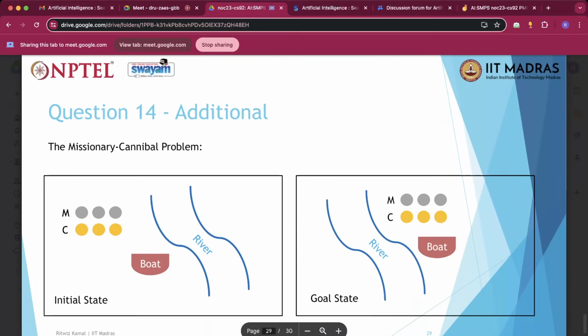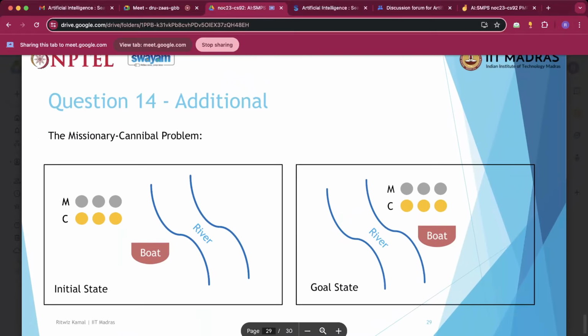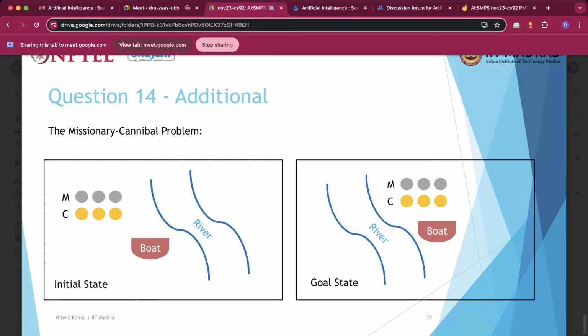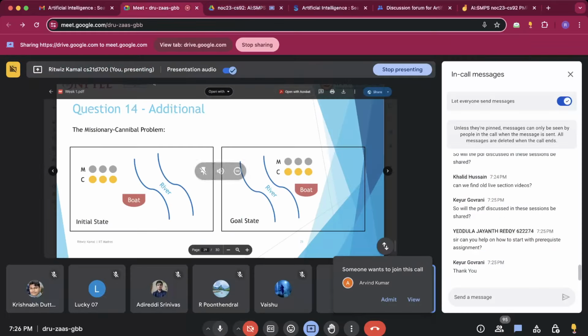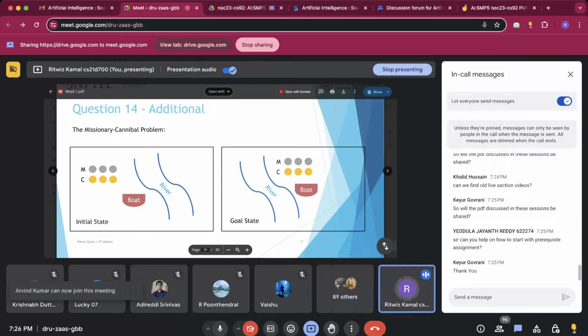Before ending the session, let me introduce you to another problem. We saw different problems till now. We saw the robot problem in the initial few questions. We saw the water jug problem. There's another problem that's very famous in AI, and that is called the missionary cannibal problem. It's known by various names. Some people call it the goat and the man and the tiger problem or things like that. There are different variations of this problem.